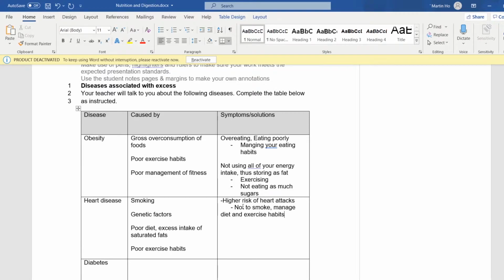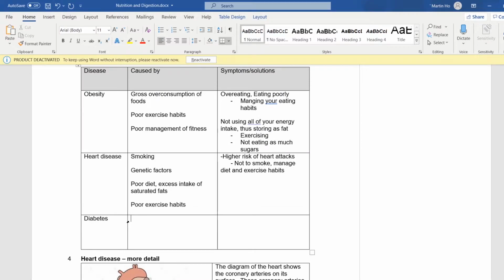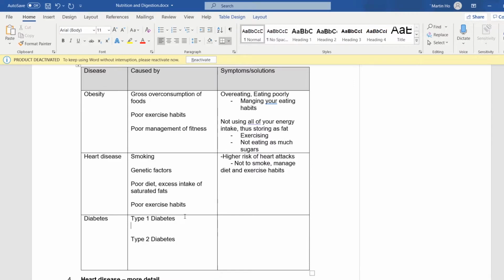However, with something like genetic factors, exercising will decrease your risk of heart disease compared to someone who doesn't exercise or someone who does smoke. Lastly, we have diabetes, which can be broken down into two types. We have type 1 diabetes and type 2 diabetes, both of which are very similar.